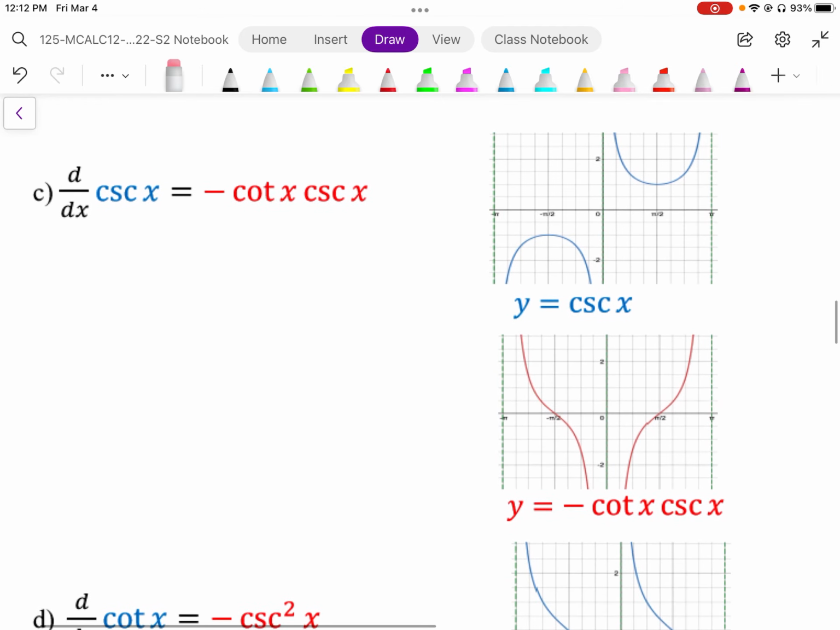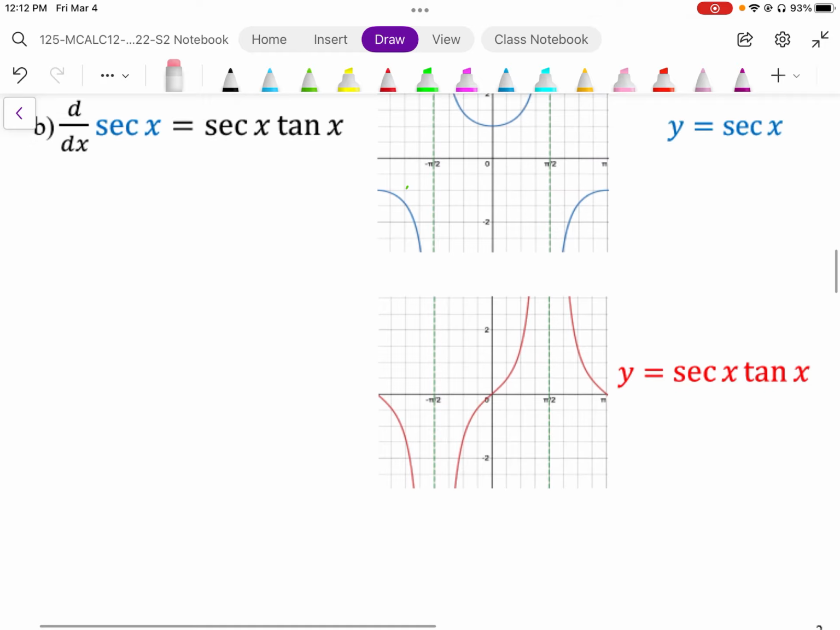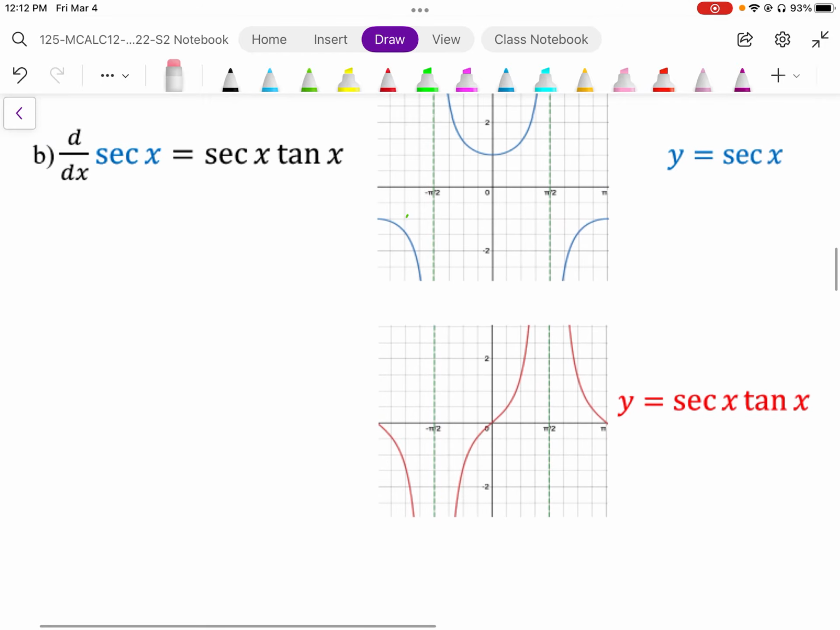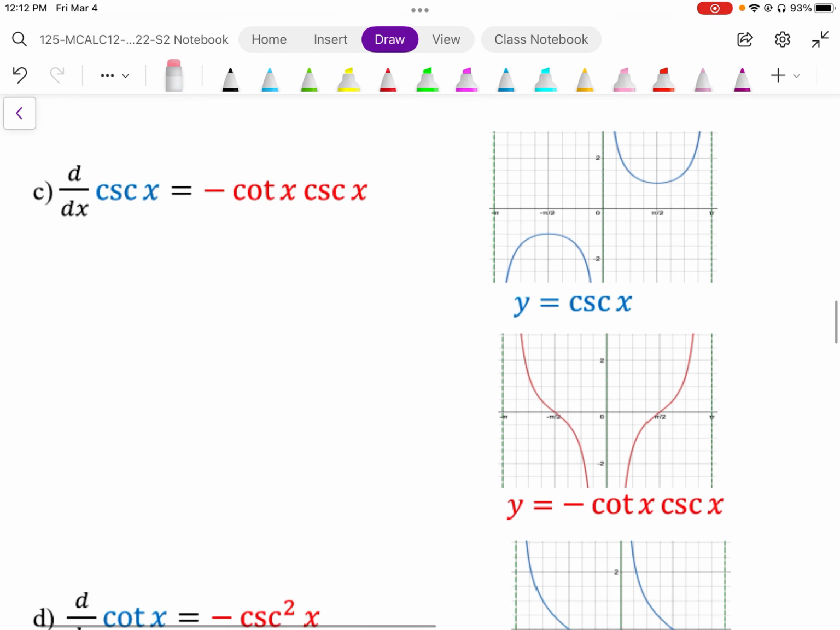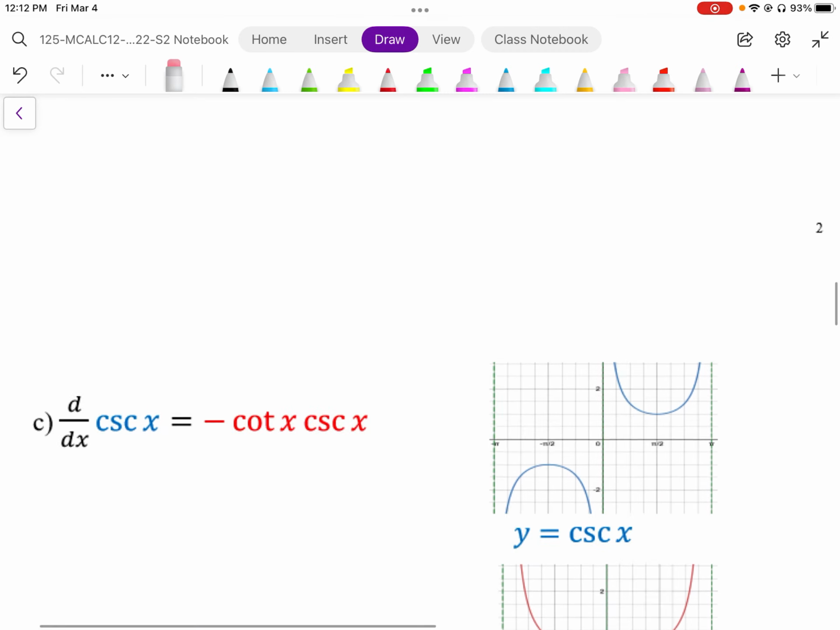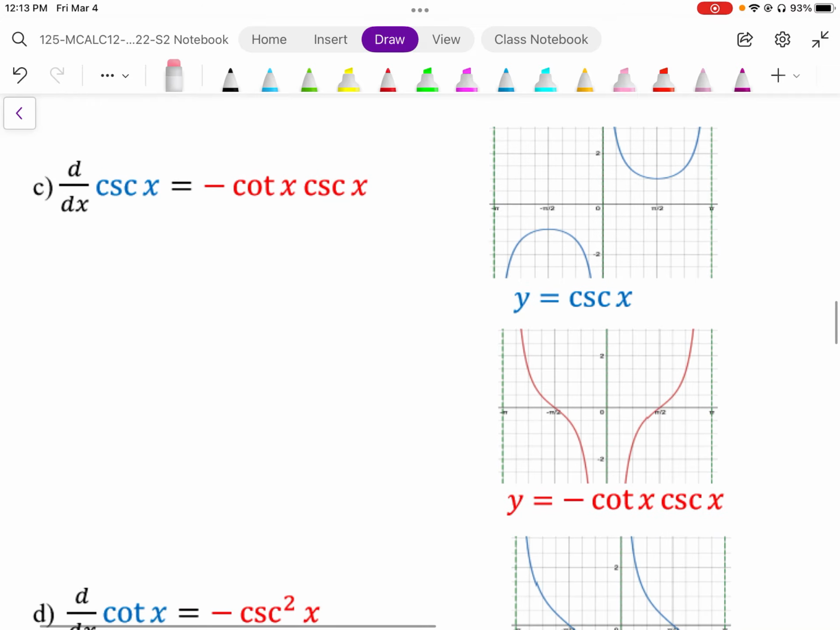We could do the same thing for cosecant. The derivative of cosecant is negative cotan cosecant. Now, I want you to notice something, that for secant, we have this two-part derivative, and for the cosecant, we have the same two parts. Okay, this one is tan and secant, this one is cotan and cosecant. So there's a pattern here.